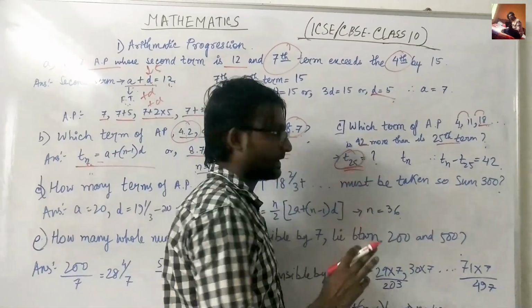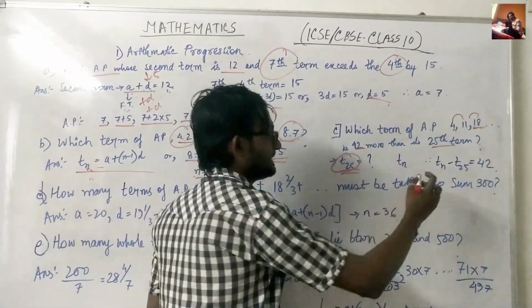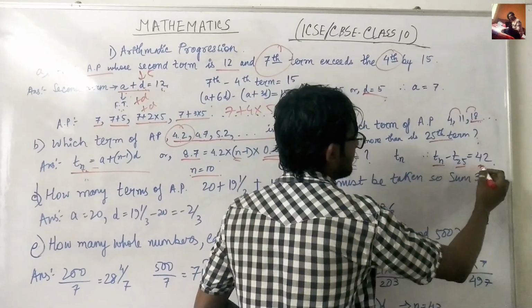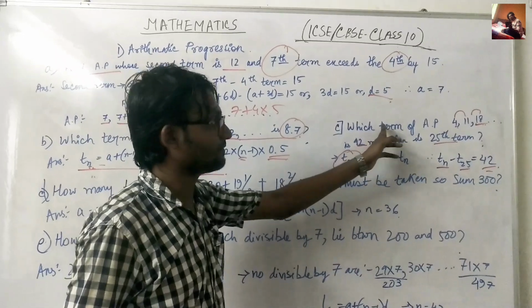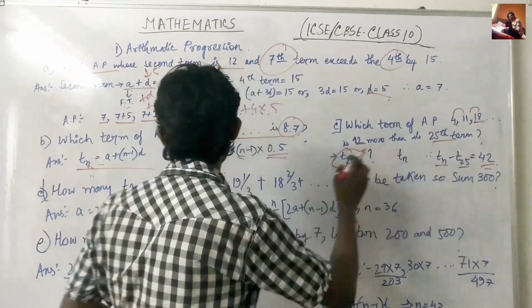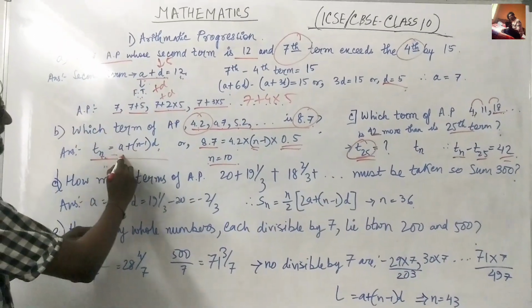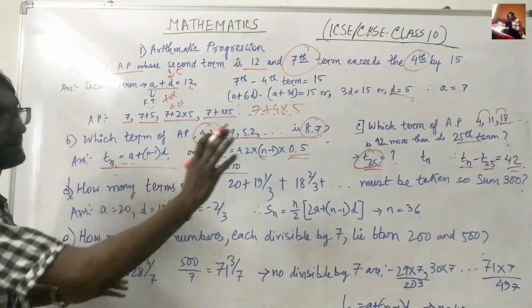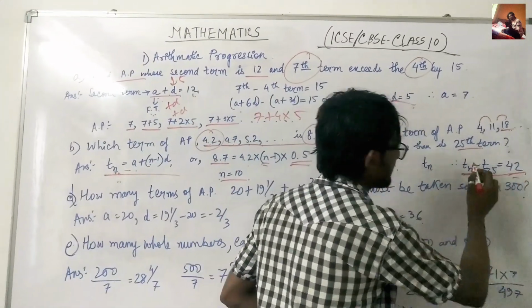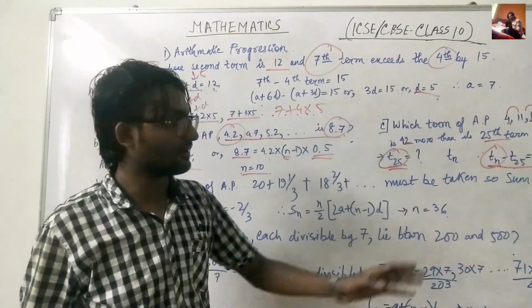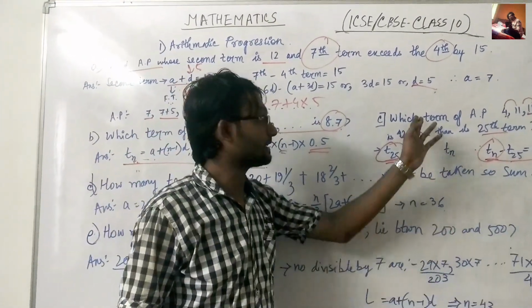So T25 you will get it. Now Tn minus T25 equal to 42. So Tn is what? The term, which term? So Tn is 10, then we will use this formula only. A you know, N we don't know, N we have to find out, D you know. So over here I have written in the equation, you guys tell me what is the Tn or what is N. You basically have to find out which term.